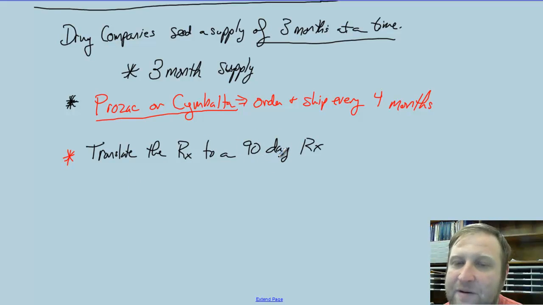You'll see this happening pretty frequently. And again, be careful, because if it's one of these 2, it will be a 120-day dosage. So they'll send 4 months at a time instead of 3 months.